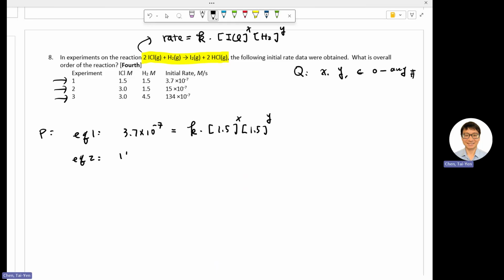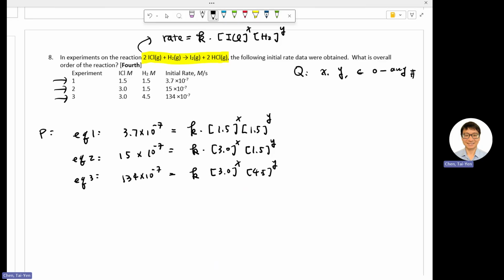So you get 15 times 10 to the negative 7 equals K times 3.0 to the X power times 1.5 to the Y power. Equation number 3 will be 134 times 10 to the negative 7 equals constant K times 3.0 to the X power times 4.5 to the Y power. Then you use these three equations to solve for X and Y.